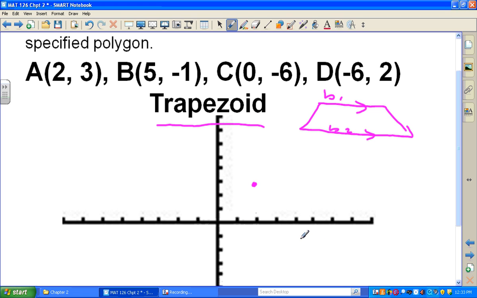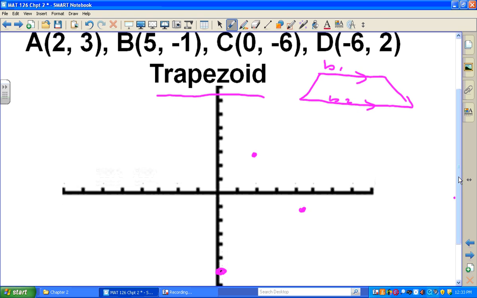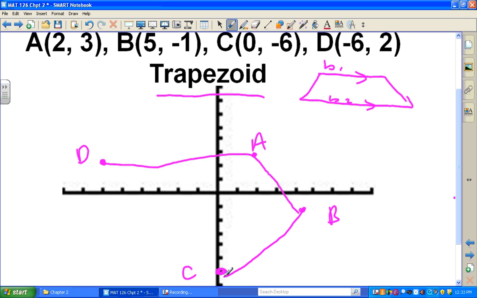Negative 1. 0, negative 6. Oh, I'm still not sure what the bases are. 1, 2, 3, 4, 5, 6. And it looks like negative 6, 2. This is D, this is C, this is A, and this is B. So I'm guessing it looks like AB might be the bases. AB might be a base, and CD might be a base.